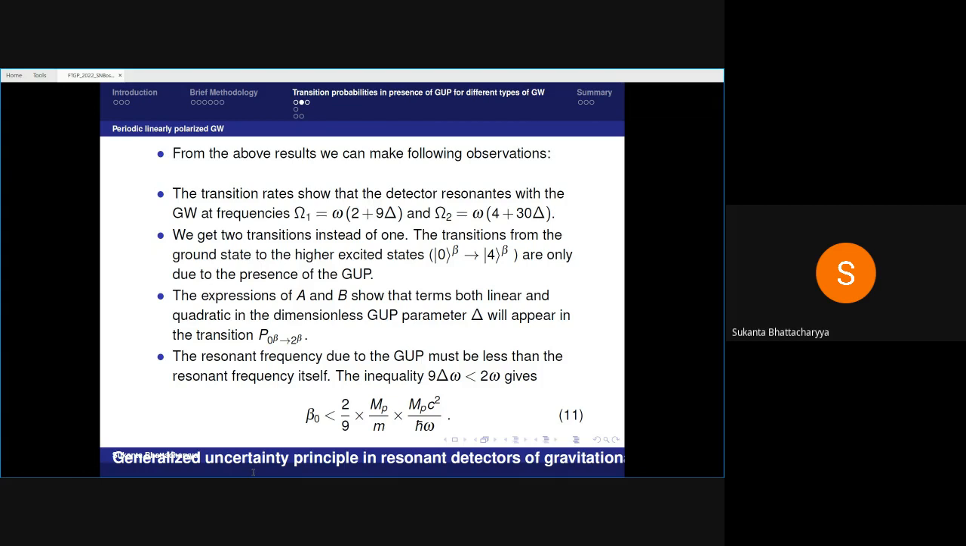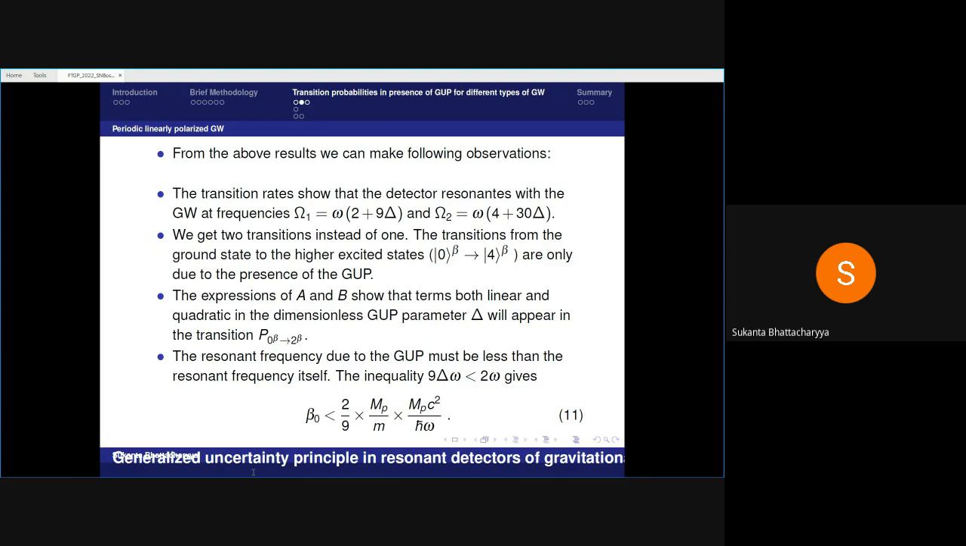Secondly, here we get two transitions instead of one. The transition from the ground state to the second excited state is already there in the standard Heisenberg uncertainty principle framework. Interestingly, the transitions from the ground state to higher excited states are only due to the presence of GUP. Further, from the expressions of capital A and capital B, the constants in the previous slide, it is clear that terms both linear and quadratic in the dimensionless GUP parameter beta will appear in the transitions. It is a good feature for detecting the presence of GUP, as linear dependence on beta is easier to observe.